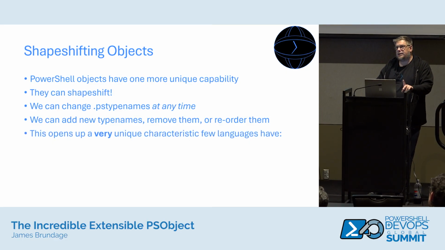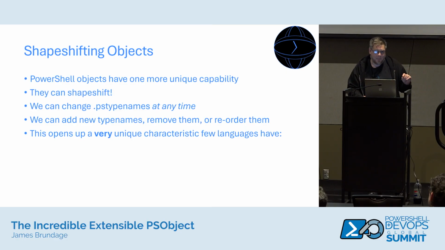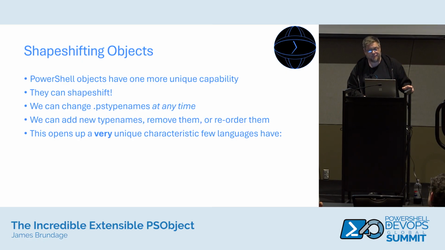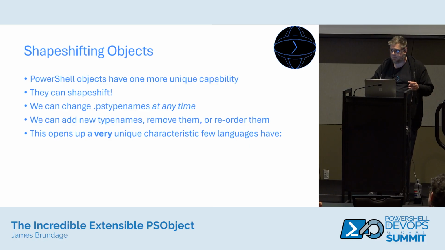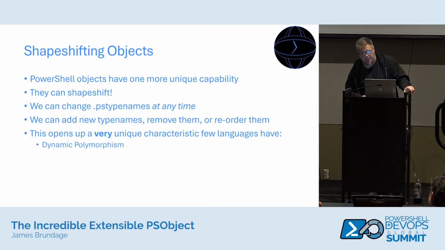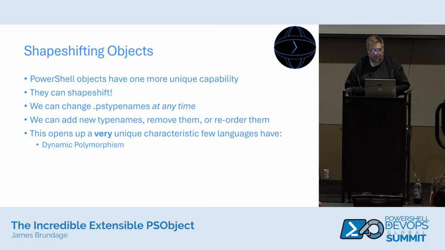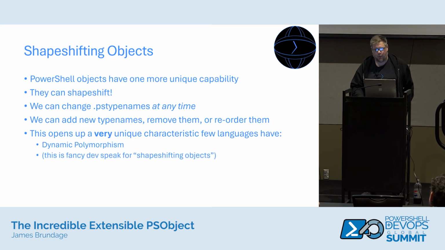I can name one other language that has some aspects of this, and I apologize for the mouthful that is going to come out, but it is really important that we all know those geeky terms in case we ever get into a fist fight with C++ developers. And that is dynamic polymorphism. That is the ability to dynamically be more than one type of object. This is, again, very fancy dev speak for shape-shifting objects.